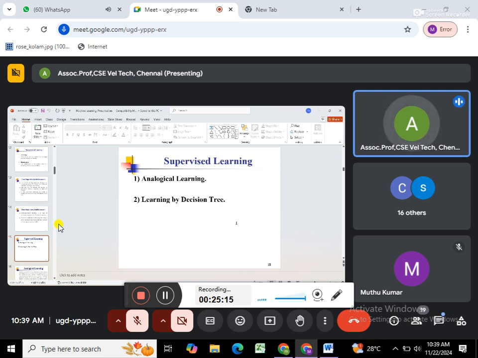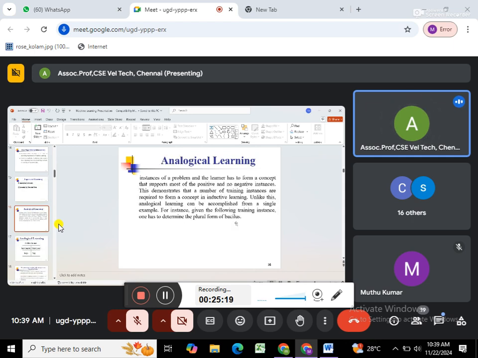What is analogical learning? Now we are going to see analogical learning. Supervised classification can be classified into two things: analogical learning and decision tree. Analogical learning means what? The instances of the problem. Instances of a problem means what? The learner has to form a concept that supports most of the positive and no negative instances. What is that, more positive and the learning instances?